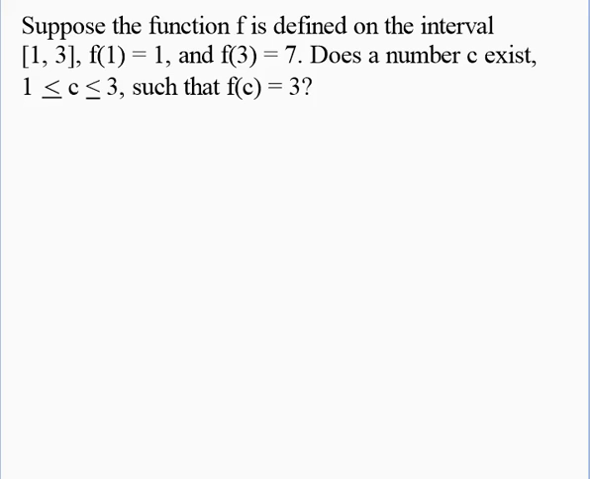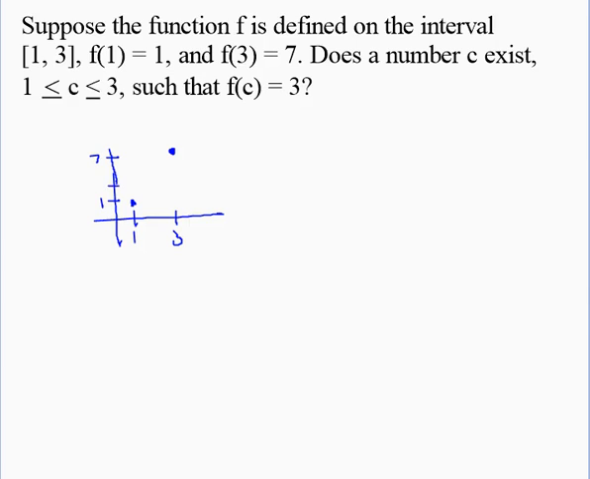So a question to think through. Suppose that a function is defined on the interval 1, 3, and f of 1 equals 1, and f of 3 equals 7. So here's 1 and 3. Just going to make some generic points here. f of 1 is 1. Spacing isn't correct here, but here's f of 3 is 7. And the function is defined on the interval. Does a number c exist? So does there exist a c in here between 1 and 3 so that f of c equals 3?